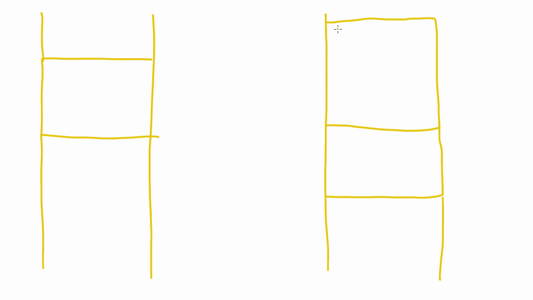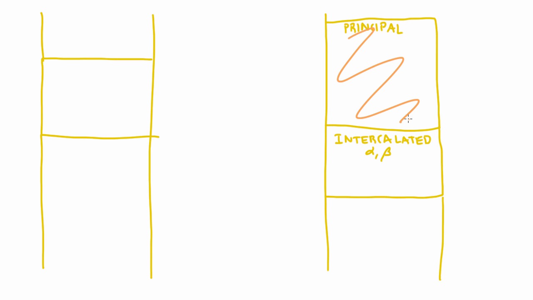Now the two kinds are principal cells, that'll be a principal cell, and intercalated cells. And actually there's two kinds of intercalated cells. There's alpha and beta. But for sodium reabsorption, it's really the principal cell that we care about, and so that's what we're going to talk about in this video.